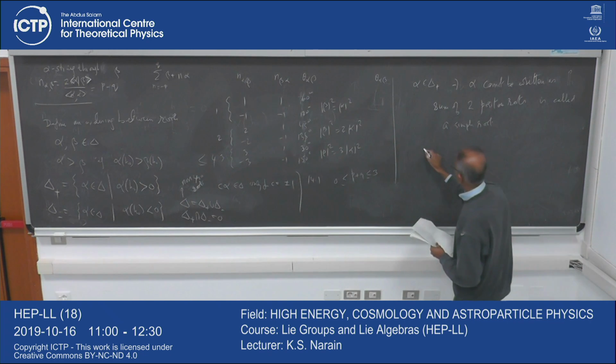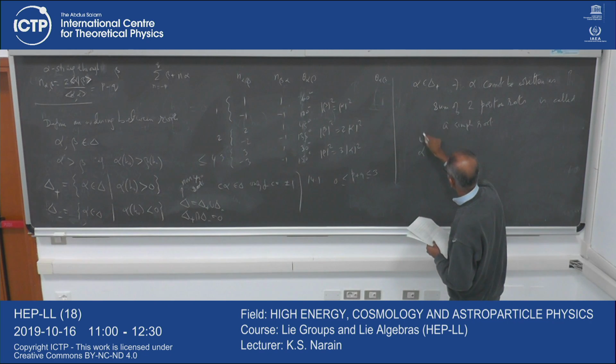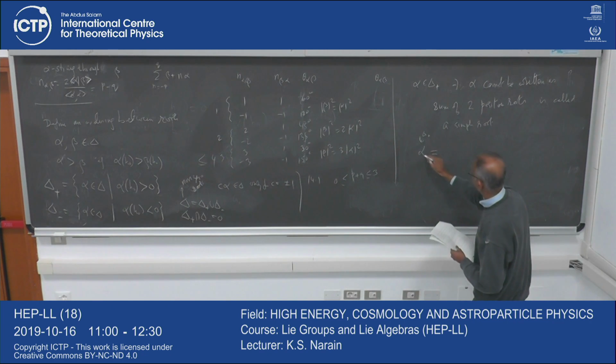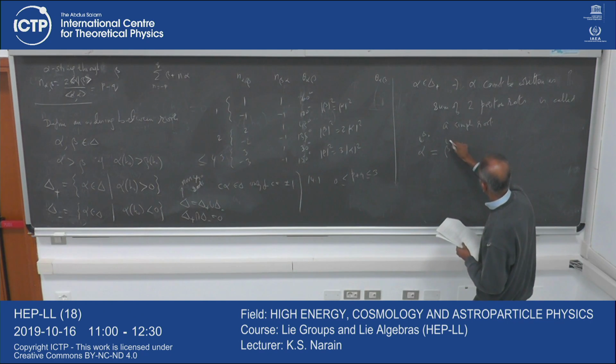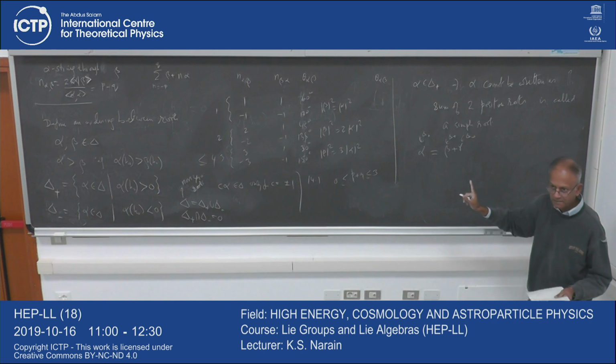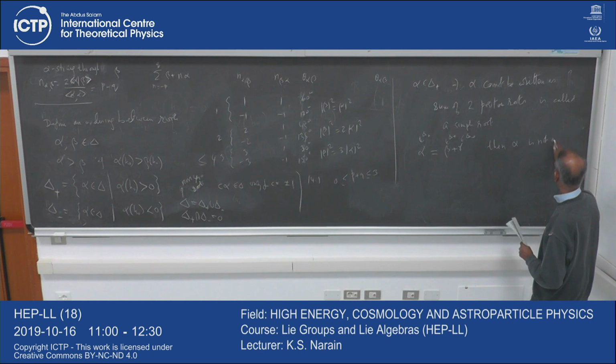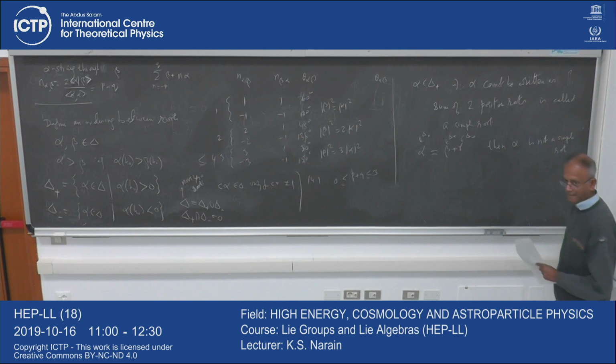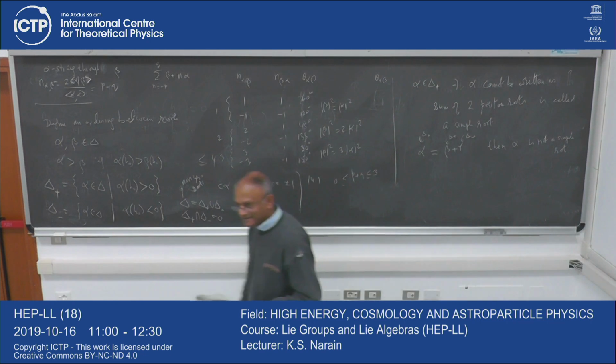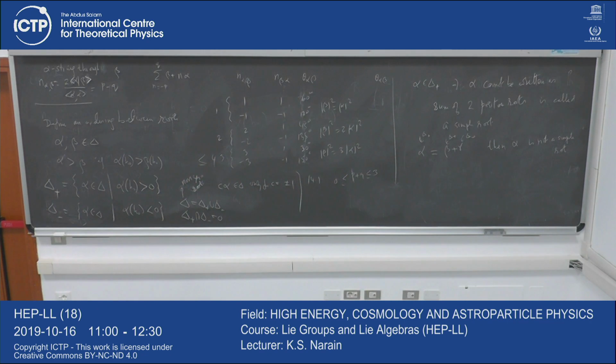What it means is, I'm taking some alpha belonging to delta plus. If it can be written as some beta plus gamma, where beta and gamma both belong to delta plus, then alpha is not a simple root. So it's like choosing a basis for the root space? Choosing a base, yeah, exactly. That is what it will turn out to be, right?